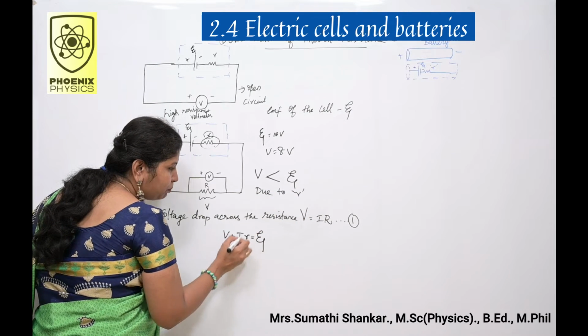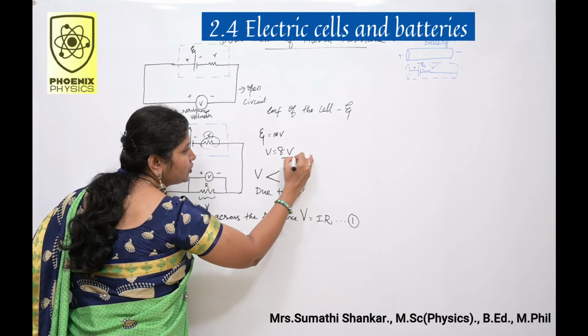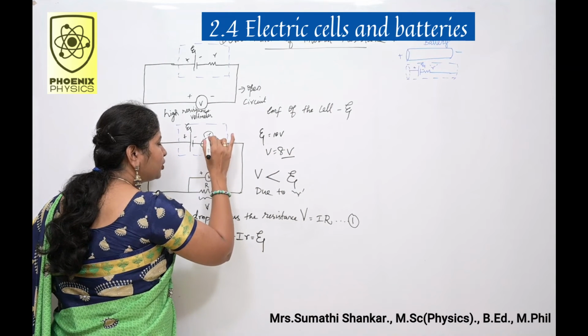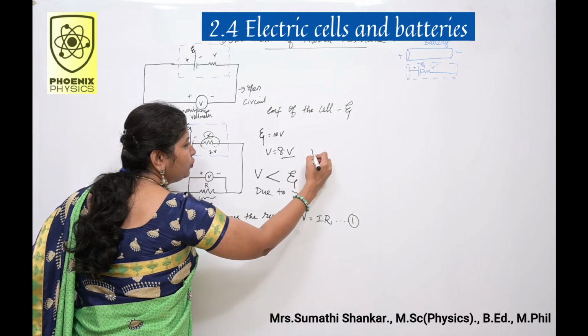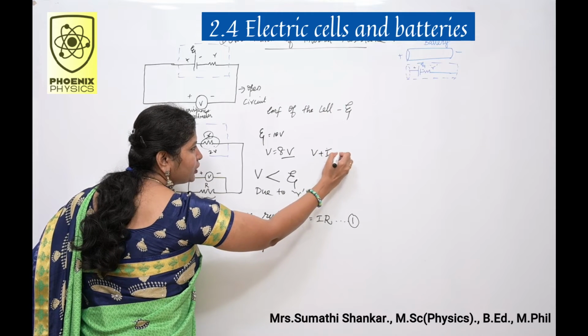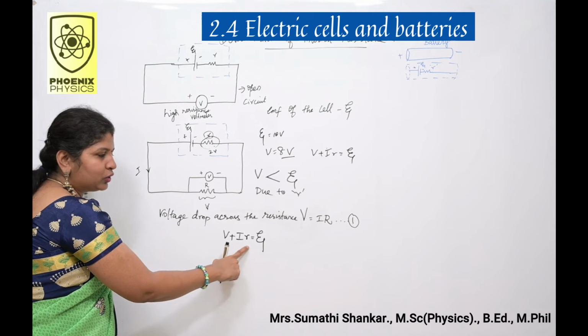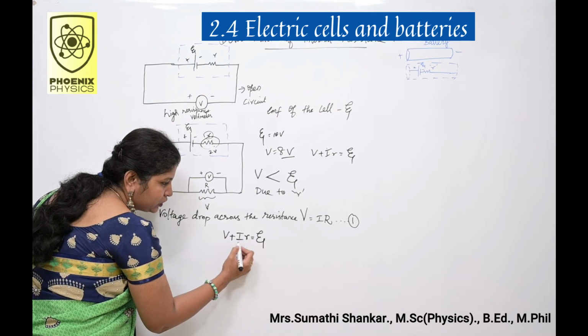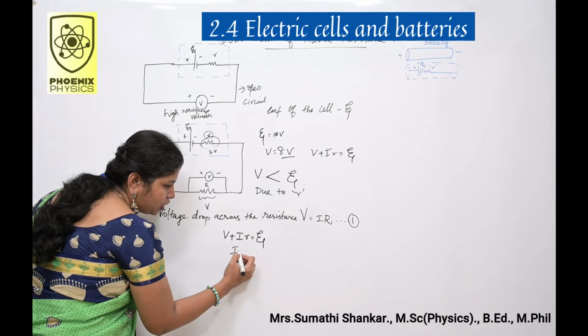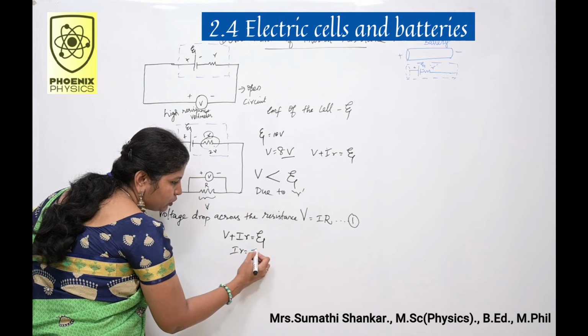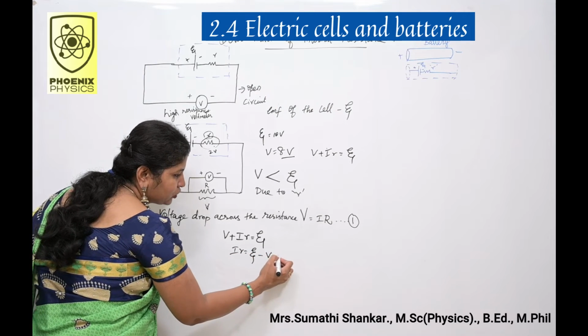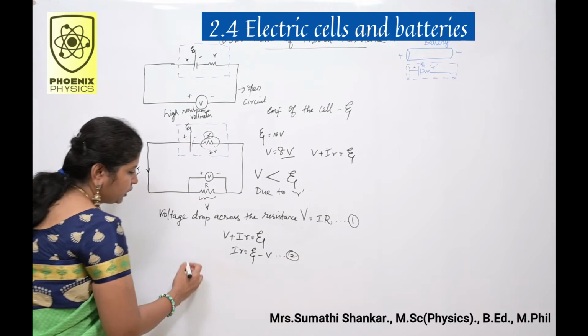So V plus Ir. Here V is 8 volts. The voltage drop across this r is 2 volts. So V plus Ir is equal to our EMF. So V plus Ir is equal to Xi. I need this internal resistance r. So Ir is equal to Xi minus V. This is my equation 2.